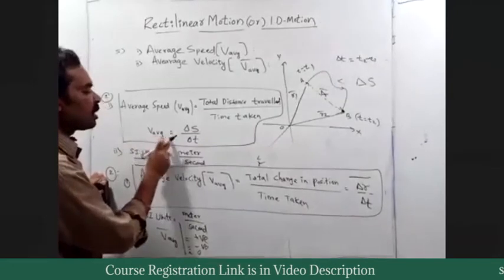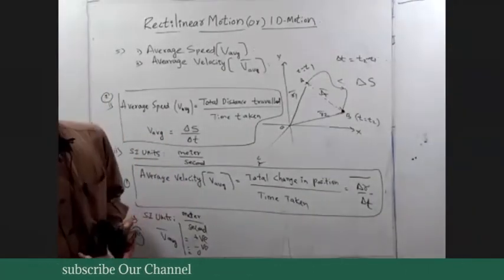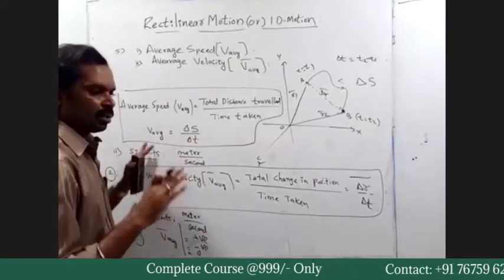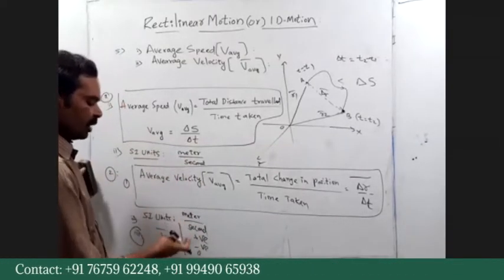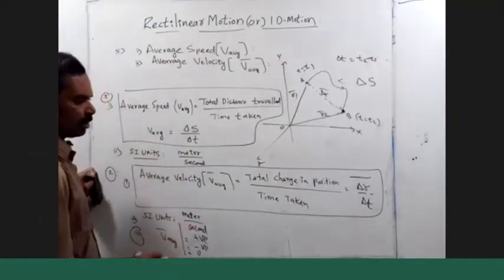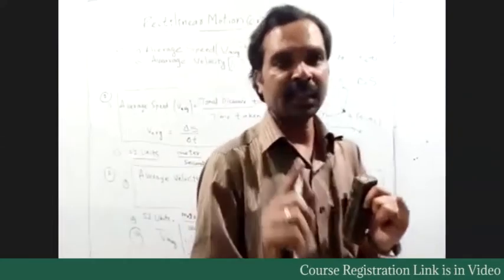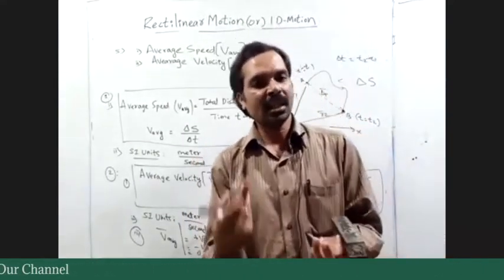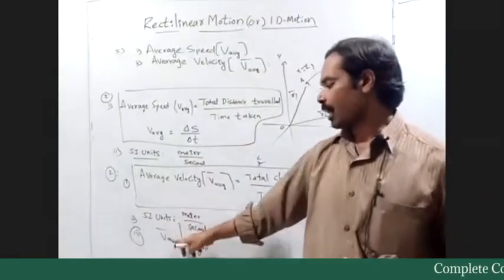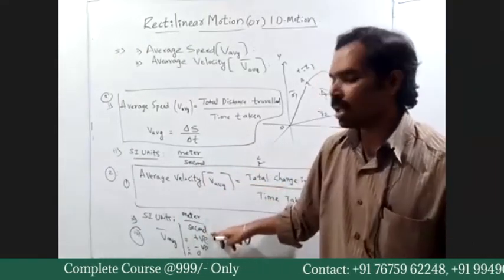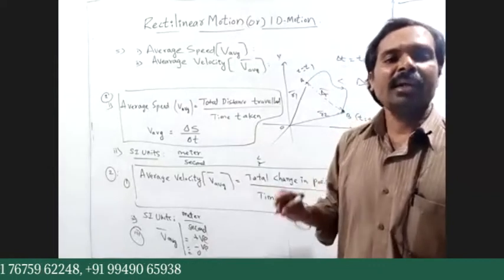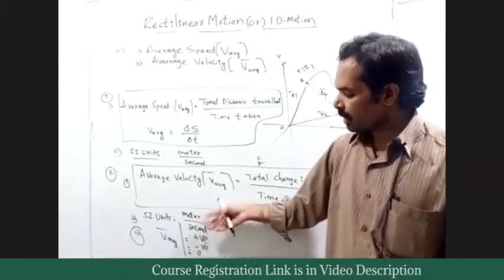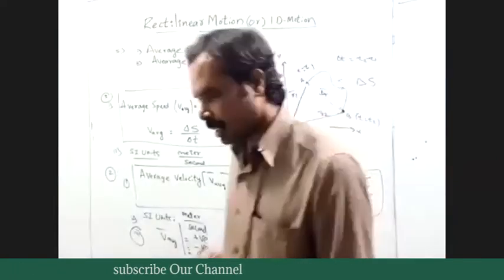Whereas average speed is only positive. It is never zero, never negative. Only average velocity can be positive, negative, or zero. That is another difference. Remember the second difference. The first difference, as you all know, is that average velocity is a vector quantity and average speed is a scalar quantity. But the second important difference is that average velocity may have a positive, negative, or zero value, but average speed has only a positive value. Okay? This is the second point, right?